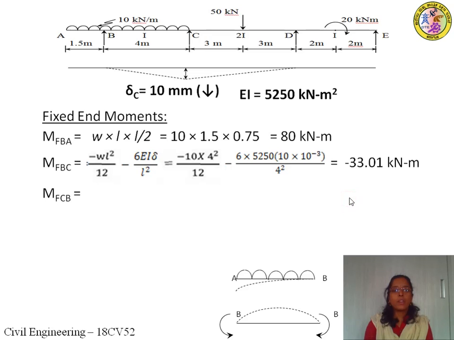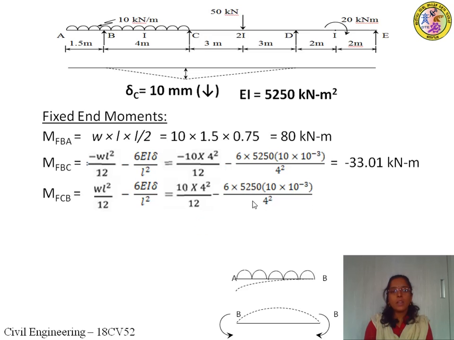Next, MFCB. To find MFCB, same: plus WL square by 12 and minus 6 EI delta by L square. This will not change, minus 6 EI delta by L square will be constant. So now let us substitute the values: WL square by 12 as 10 into 4 square by 12, and then minus 6 into 5250 into 10 into 10 power minus 3 by 4 square. That will be equal to minus 6.35 kilonewton meter. That is MFCB.